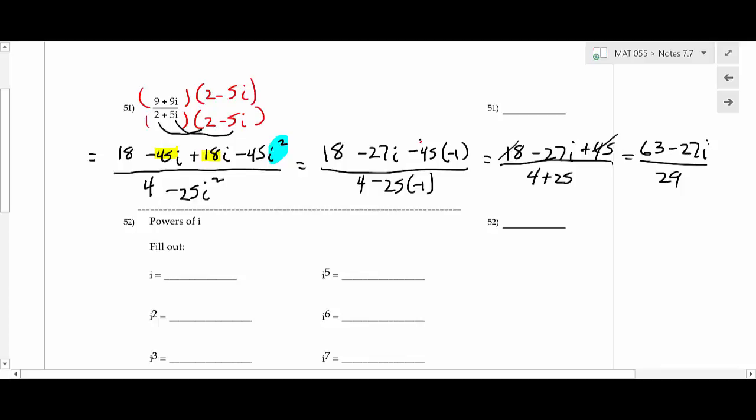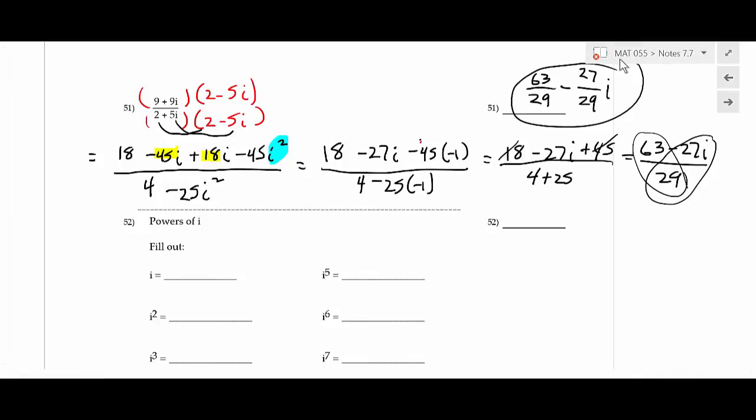And then just remember to split it up. So your first part is 63 over 29. Now, if that fraction reduced, you would obviously want to reduce it, but it doesn't. And then the second part is this. So you'd say minus 27 over 29 i like that. That's your answer. Okay, that's it.